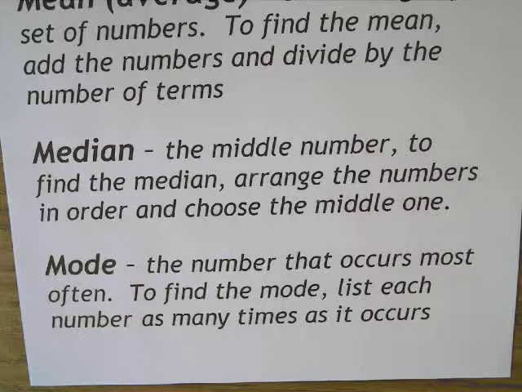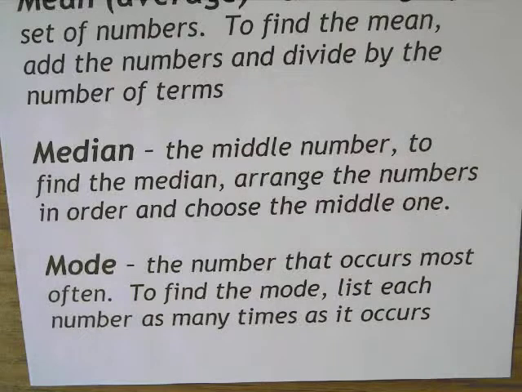And then the last one is the mode. That's the number that occurs most often. So if I took your 12 test scores and I had a 100%, 95%, 92%, 95%, 92%, 95%, 95%, 98%, an 80, a 12%, a 95%, which one occurred most often? 95. That's the mode.